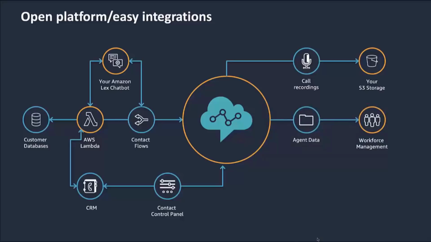Amazon Connect has the capability of streaming agent data, such as what agents are logged in, what their current status is, all in real time to workforce management solutions or custom dashboards.